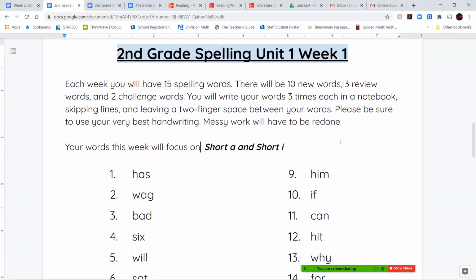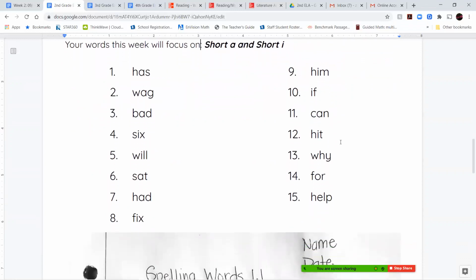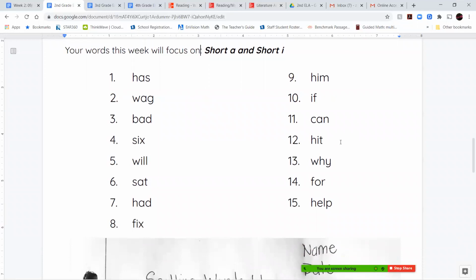You're going to skip lines. You're going to leave a 2-finger space between your words, and you're going to use your very best handwriting. If your work comes back messy, I will send it back to you and ask you to redo it. So your words this week are going to focus on short letter A and short letter I vowel sounds.